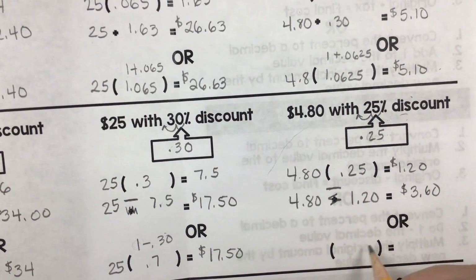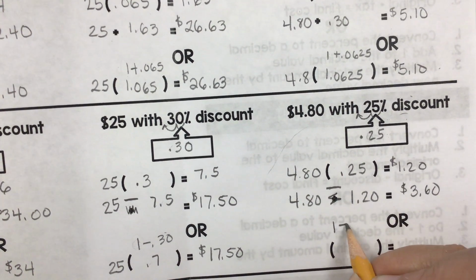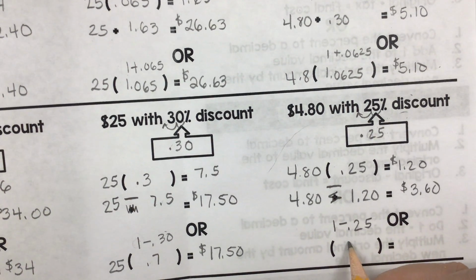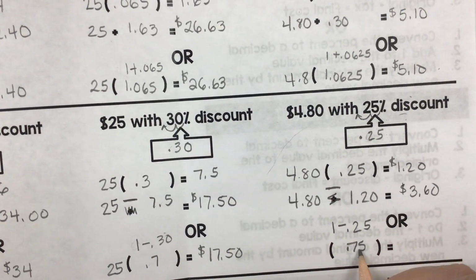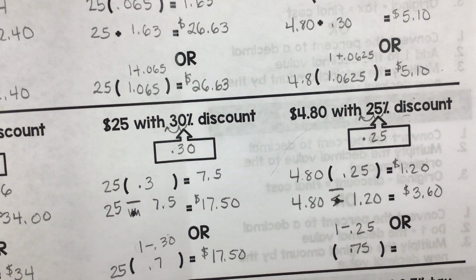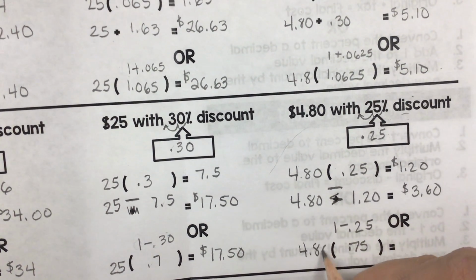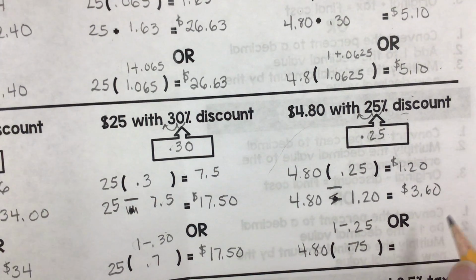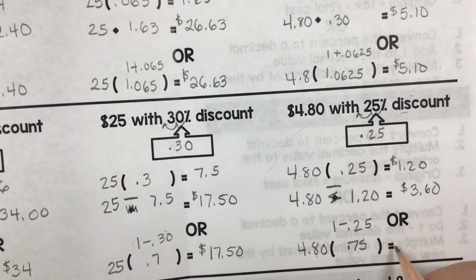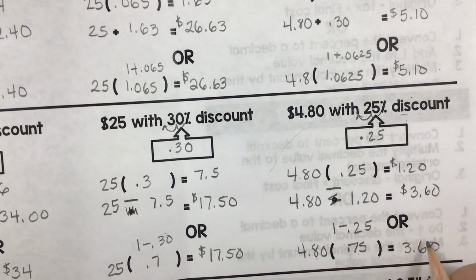Okay, for the second method, we're going to take 1 minus 0.25. We're left with 0.75 or 75% that we would have to pay for. And that's multiplied by $4.80 as the original amount. When you multiply these two together, you get $3.60.